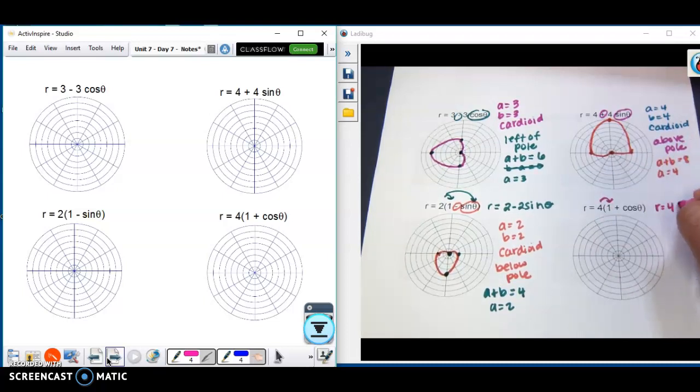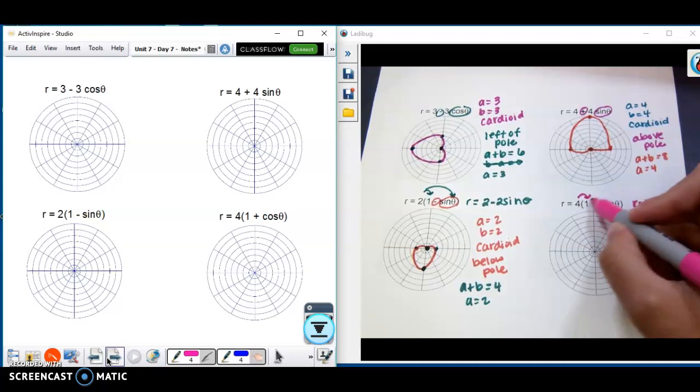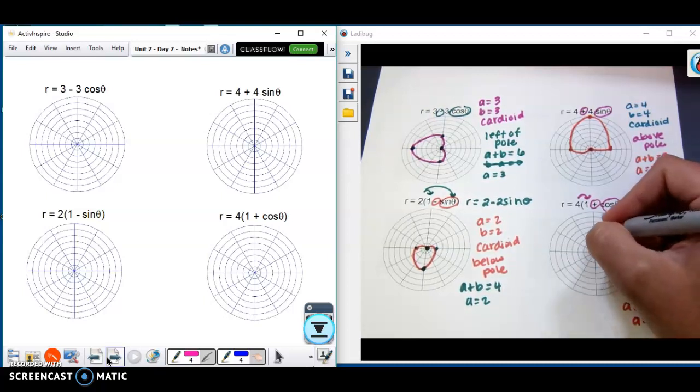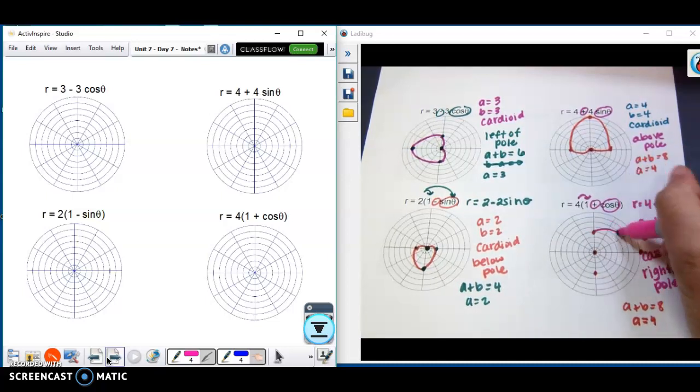And then the last one for the cardioid, same thing here. So this is the same thing as 4 plus 4 cosine theta. So your A is 4 and your B is 4. Because those are both 4, we are working with a cardioid. Because this is positive cosine, we're going to be going to the right of the pole. And so we're going to do A plus B, which will give us 8. So we're going to go right 8 spaces. And then A, which is 4, tells us how far up and down we're going to go. And then you can draw in your cardioid.